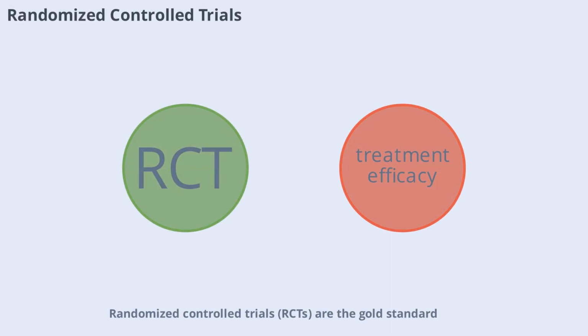Randomized controlled trials, RCTs, are the gold standard for testing the effectiveness of treatments in abnormal psychology. Participants are randomly assigned to treatment or control groups, minimizing bias and allowing for strong causal conclusions. RCTs are widely used to evaluate therapies for disorders like depression and anxiety. However, they can be expensive and may not always reflect real-world conditions.